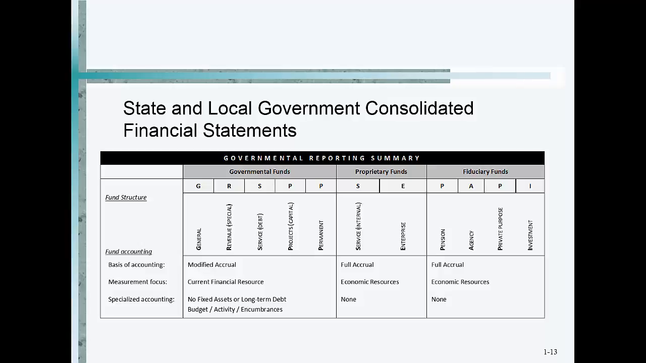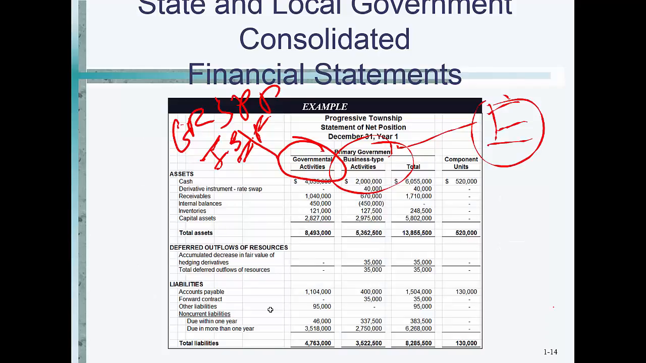Okay. This is going to answer, guys, a bunch of questions on the test. You're going to have to understand the categories these funds fall in, and you're going to have to know something about the type of accounting that they use, their measurement focus, and unique aspects of the type of accounting that these use. Okay, and I'll get into that more probably next time. But before we go much further, I just want to leave you with a visual here as to how these 2 levels of reporting relate.